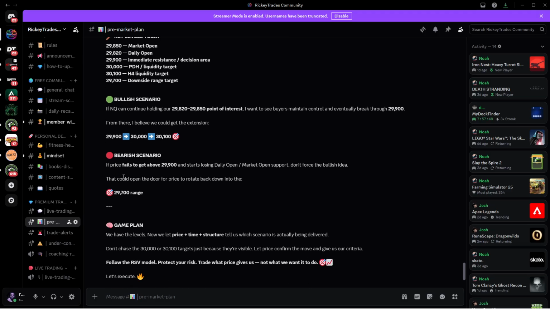But the bearish scenario: if price fails to get above 29.9 and starts losing daily open and market open, don't force the bullish idea. That could open the door for price to rotate back down to 29.7. Okay. And so we had already drawn on that liquidity. I'll show that here really quickly as well.